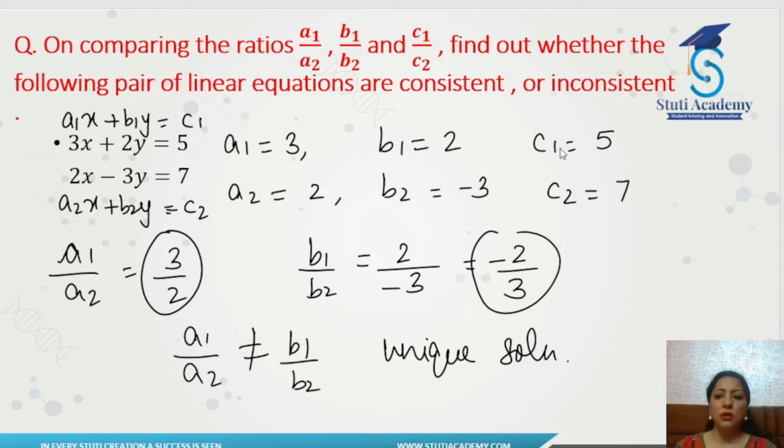Now in this case, you need not check c1 upon c2. That's not required. If you get a1 upon a2 not equal to b1 upon b2, you can straight away conclude that the set of equations is consistent and it has unique solution.